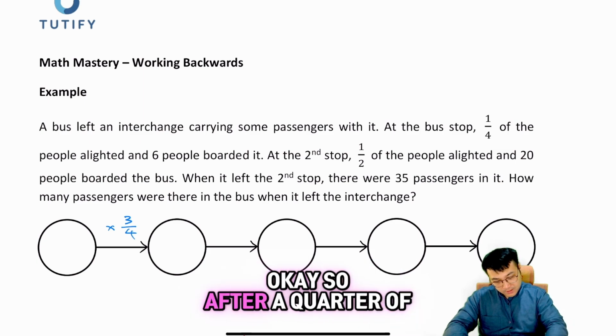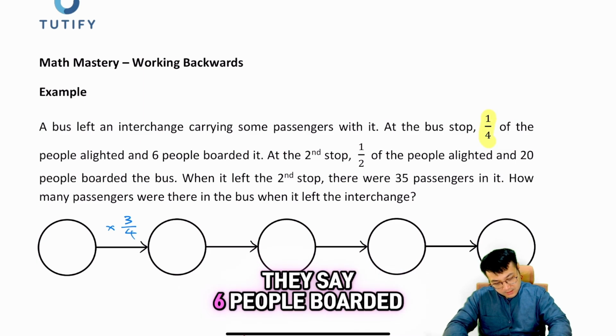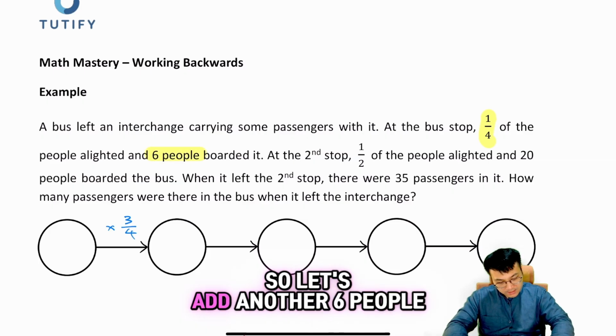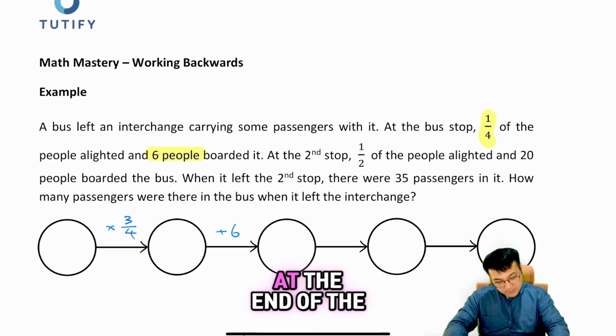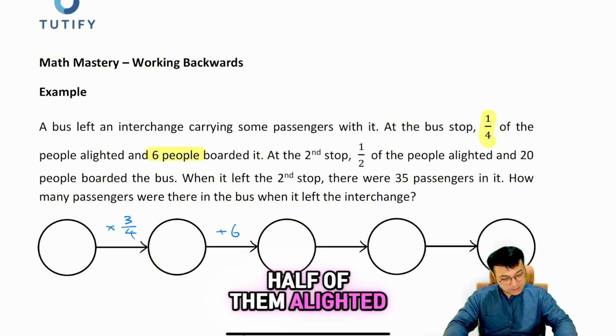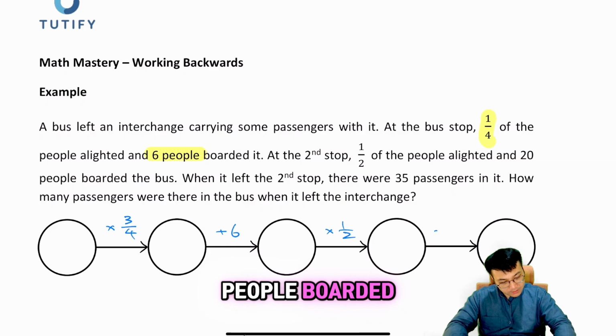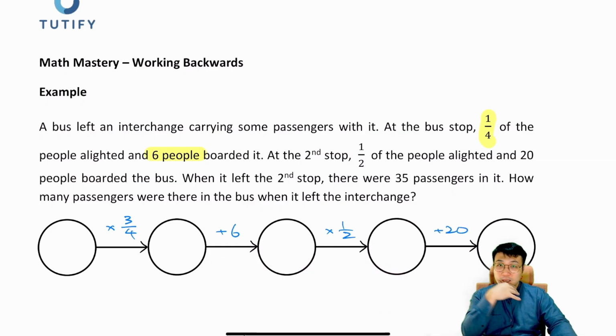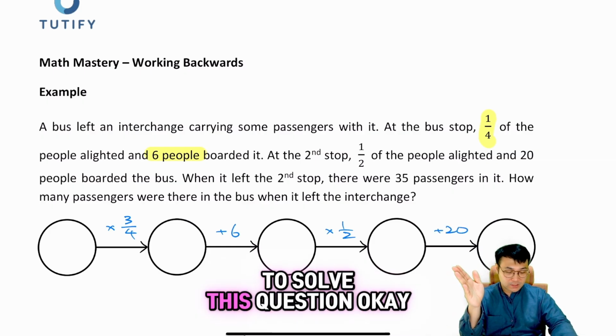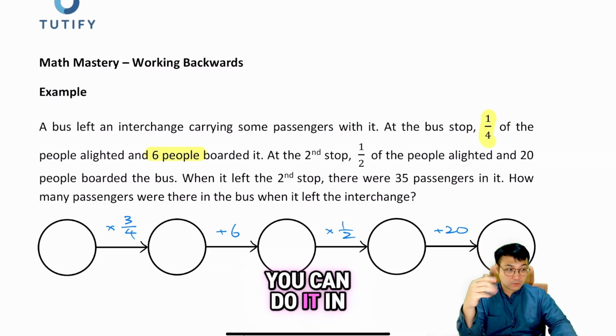Okay? So after a quarter of them alighted, they say 6 people boarded the bus. So let's add another 6 people. At the second stop, half of them alighted, which leaves half remaining, and 20 people boarded. Can you see how fast we are doing this? It's going to take less than 2 minutes to solve this question, okay? If you are well practiced, you can do it in under a minute.